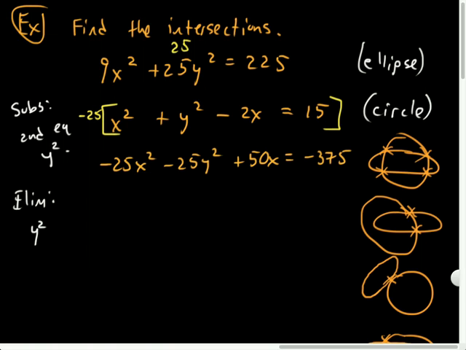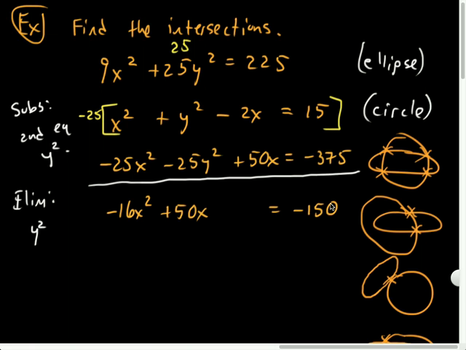So now what do I do? I add them up. I'm going to add the first equation to this new third equation. So 9x squared and negative 25x squared is negative 16x squared, I believe. 25y squared and negative 25y squared is 0. Hooray. Let's see, no x's plus 50x is plus 50x equals, and 225 and negative 375 is going to be negative 150.